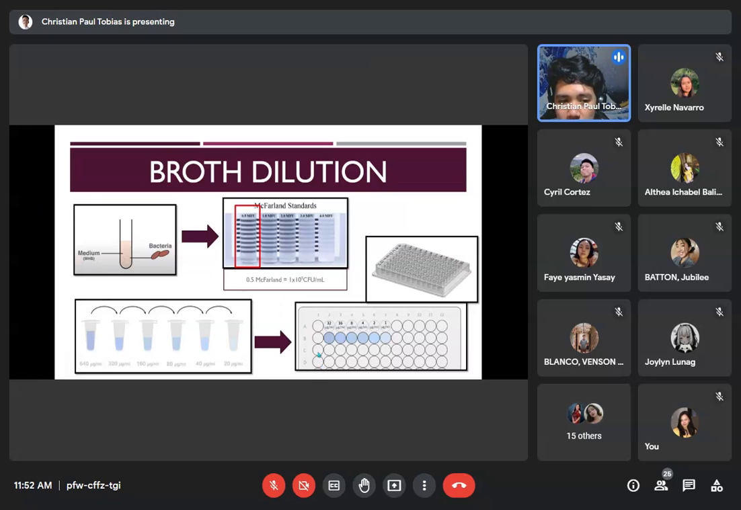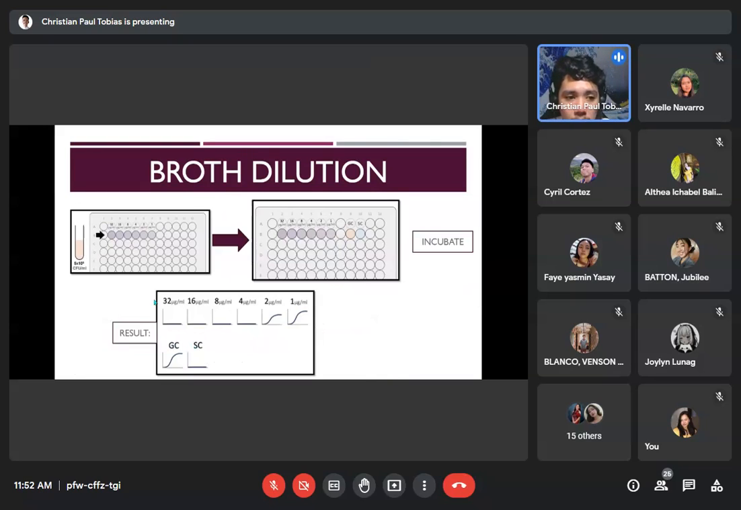So from here, ilalagay mo na yung 0.5 McFarland, yung stock solution mo, which is your Mueller-Hinton plus your bacteria. So ilalagay mo siya dito, dito, dito, dito, dito, at dito, with the same amount. Okay, hindi pwedeng mas maraming ilalagay mo dito compared dito. Okay, the same amount. So ganyan ang itsura niya. Kunwari, nailagay mo na. So naganda na yung kulay.